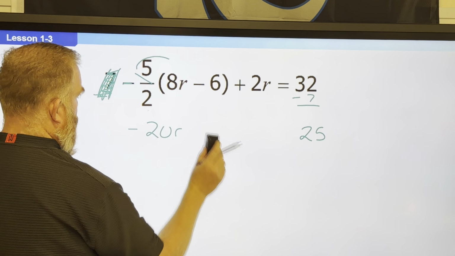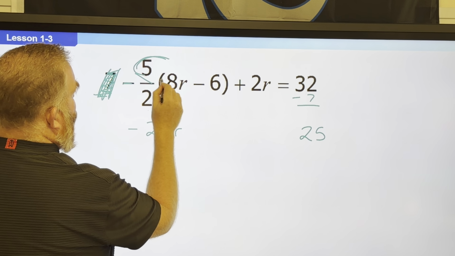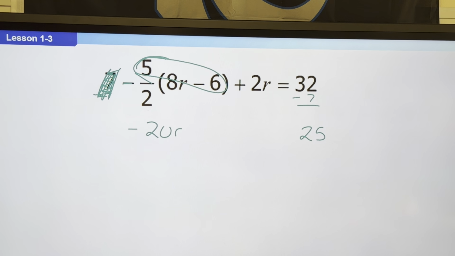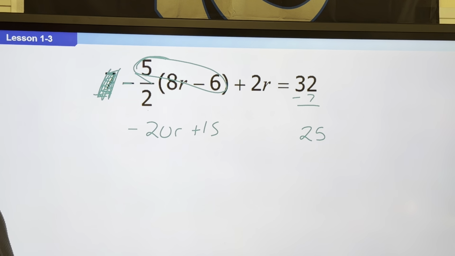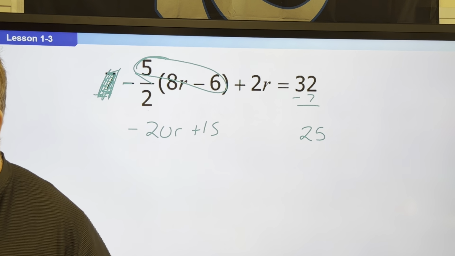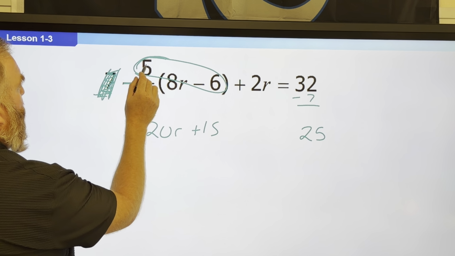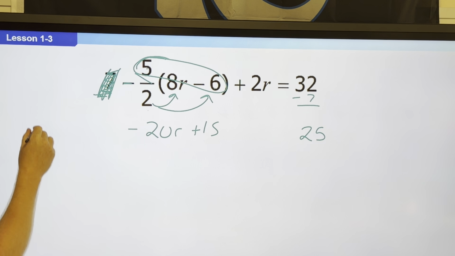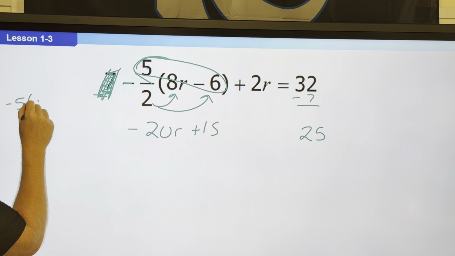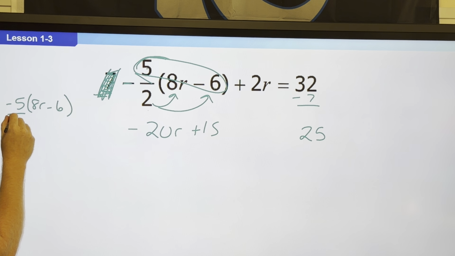Now let's do the 6. What is negative 5 times negative 6? What's 5 times 6? 30. What's half of 30? Positive 15. Guess what? We distributed with the fraction. It's okay. Because we multiplied 5 times 6, we distributed. We went that, and then we went over here to that. Just like if we did this, guys. If it was just negative 5 times 8r minus 6, wouldn't it be here and then here? But the only difference is instead of having that, we just have to divide by 2 after we're done.